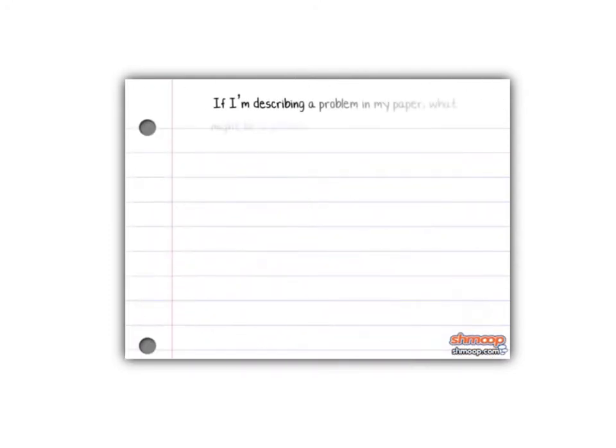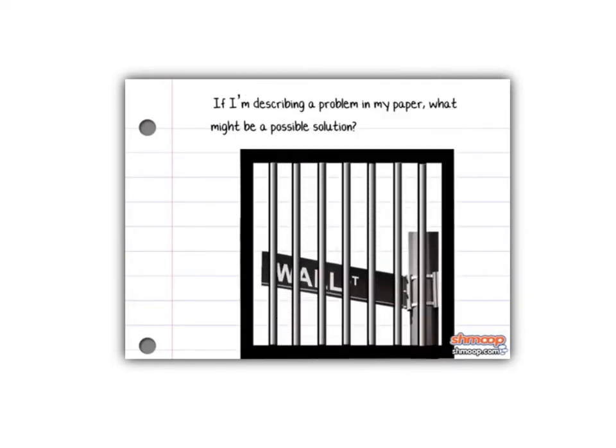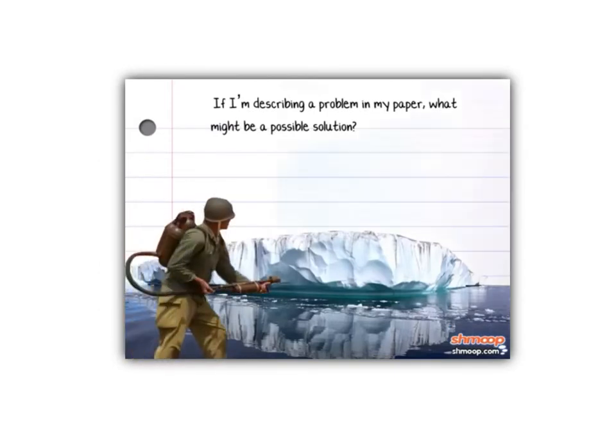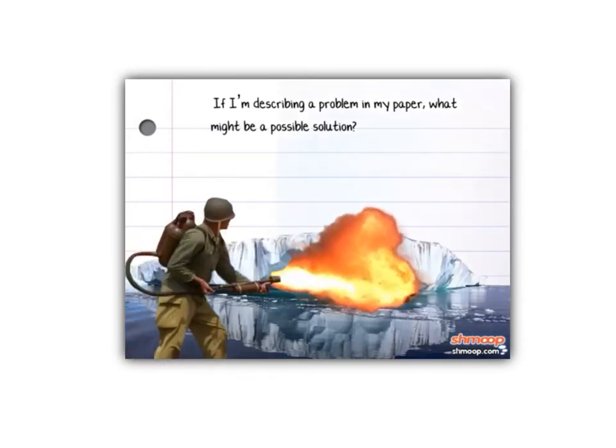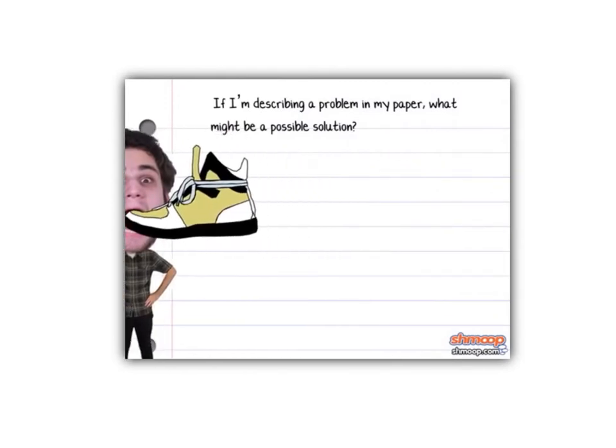If I'm describing a problem in my paper, what might be a possible solution? Well, you might have some strong feelings on the subject. Now it's time to lay it on your reader. Just how are you going to solve the financial crisis? What can we do to prevent further melting of the polar ice caps? How will we be able to produce 100% edible sneakers?